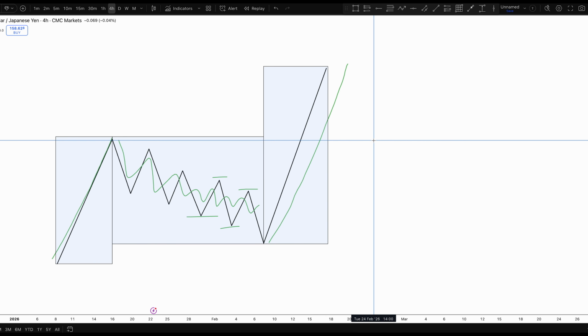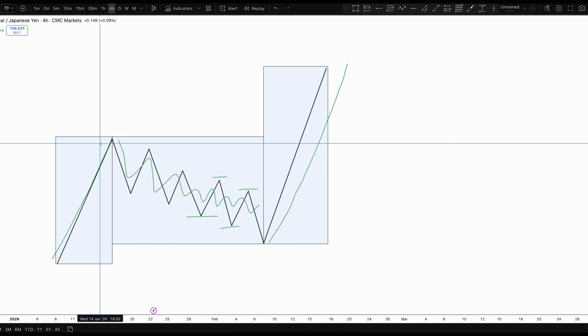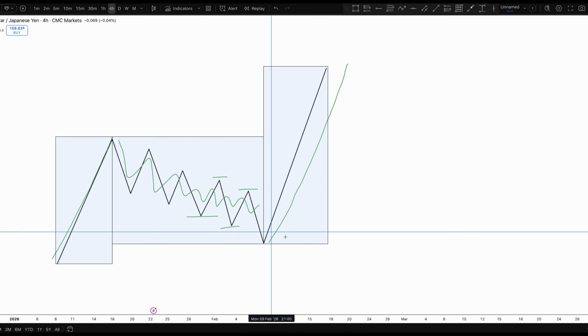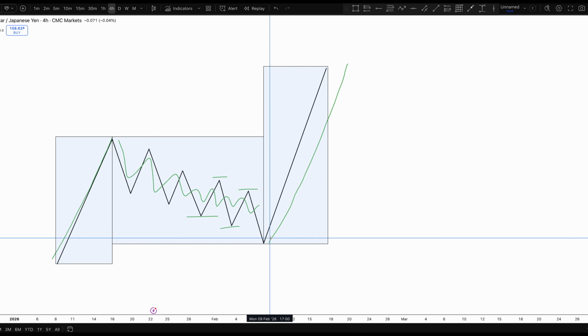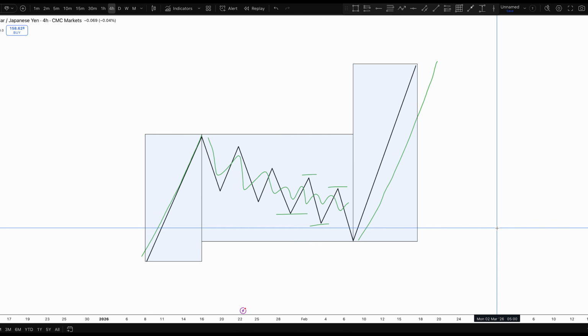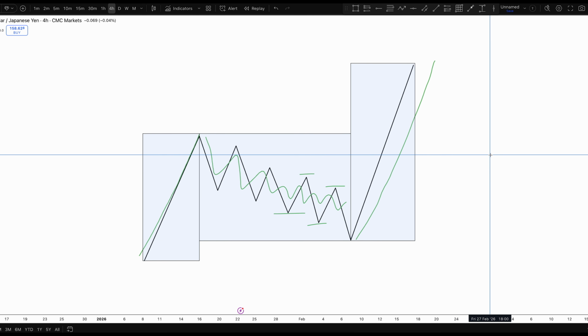And then the smoothness of the movements, obviously these upward moves are a lot smoother than the downward move, so therefore we would anticipate continued upside. So those are the 4 core elements to look at. Now let's head over to the chart and look at these in action.